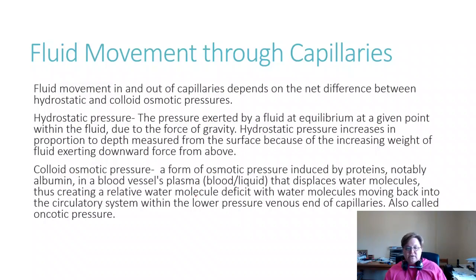Colloid osmotic pressure is another form of osmotic pressure. This is induced by proteins, usually albumin, in the blood vessel's plasma, and that displaces water molecules. So the albumin pushes the water molecules out of the way, and that creates a water molecule deficit, where the water molecules move back into the circulatory system within the lower pressure venous end of capillaries. This is also called oncotic pressure.